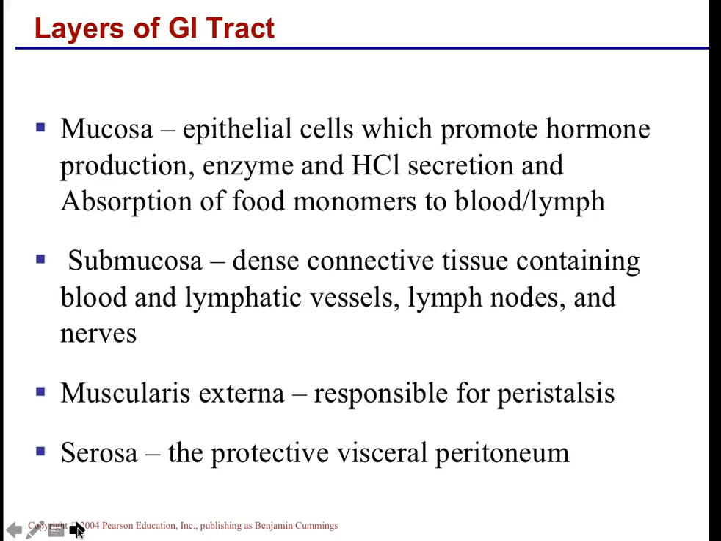All right, so this is just showing you your mucosal layer is epithelial in nature. It can produce hormones, enzymes, hydrochloric acid, and it also is where you will absorb the monomers. Submucosa, you're going to have your blood, lymph, and nerves. Your muscularis externa is going to be your smooth muscle, both the muscle that wraps around in a circular fashion as well as longitudinal to give you peristalsis, and then the outer serosa protective layer.